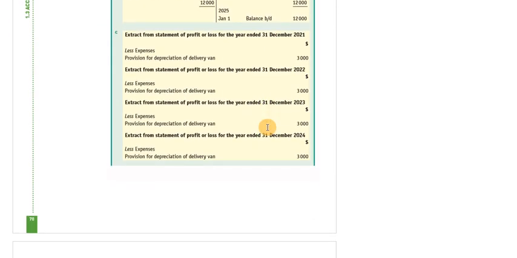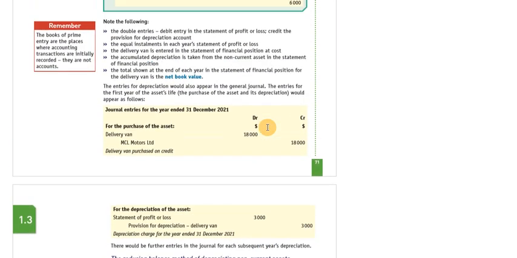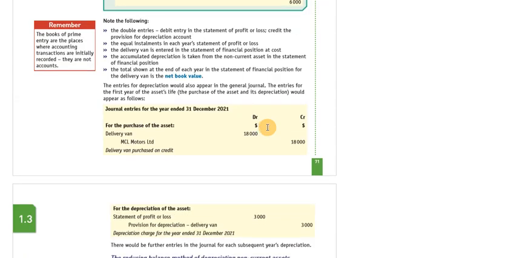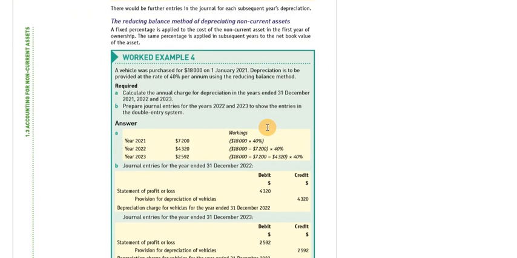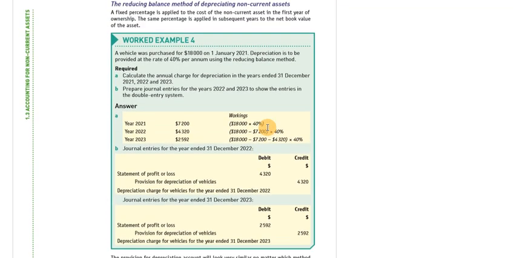Okay, let's solve a comprehensive question related to depreciation. So you have to solve this one. This is the easy example of depreciation. So this is your homework. Don't worry about the general entries now. We will learn general entries at the end of the topic. Okay. So don't worry about it at this stage.